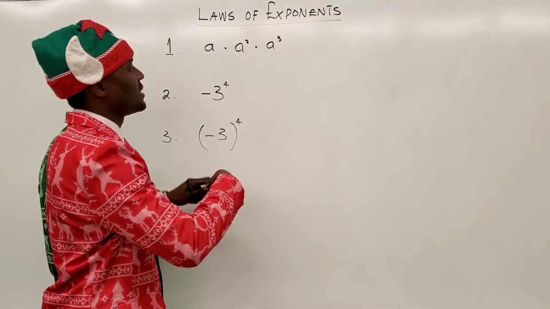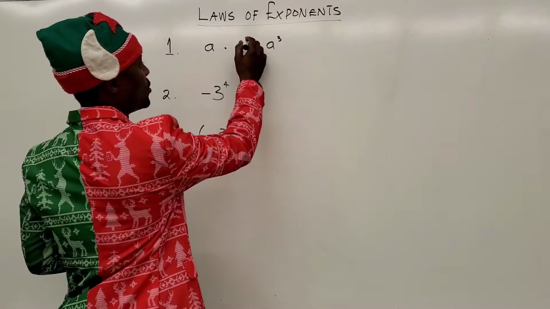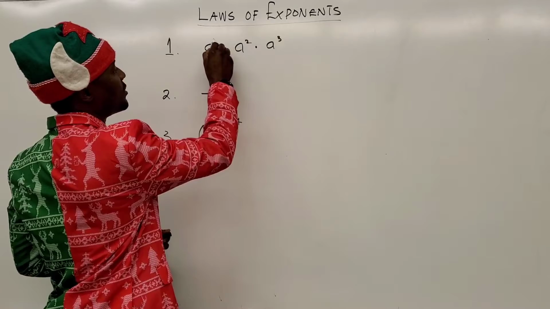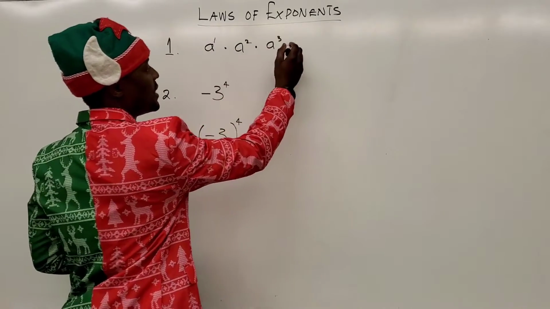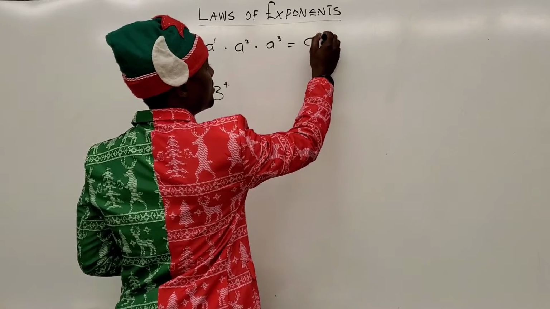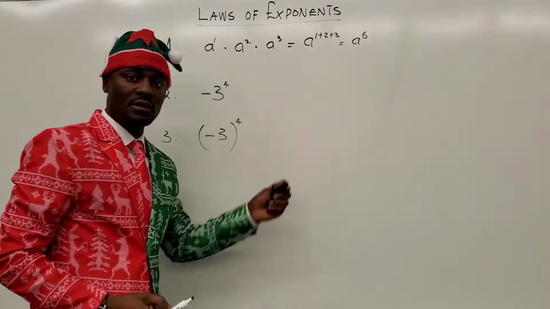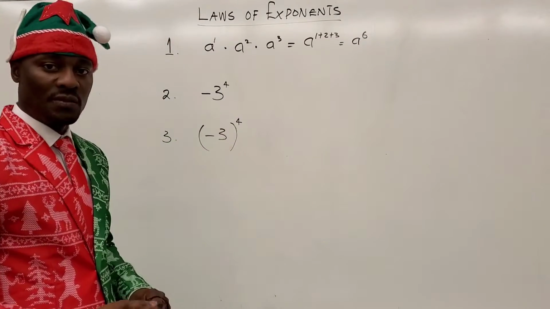The first one requires that we apply the product rule, which is when you're multiplying. So when you multiply a to the 1, remember this is a to the 1, our answer is just going to be the addition of all of these exponents. It's going to be a to the 1 plus 2 plus 3, and that's a to the 6. We're done with that. We go to the second one, it's negative 3 to the 4th.